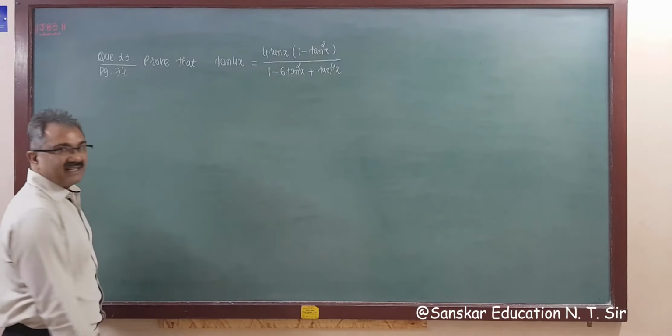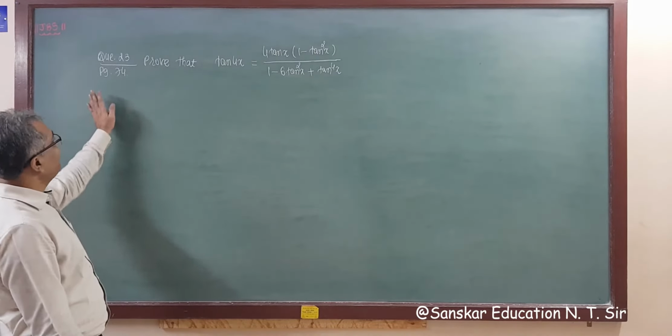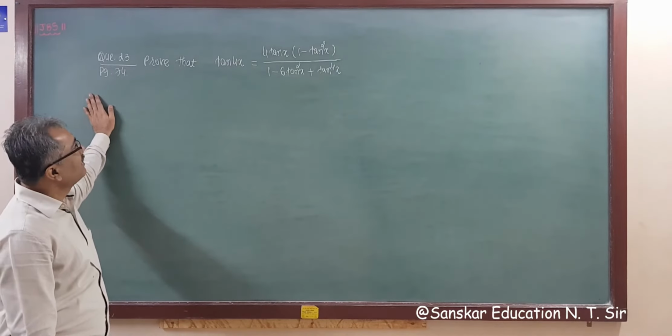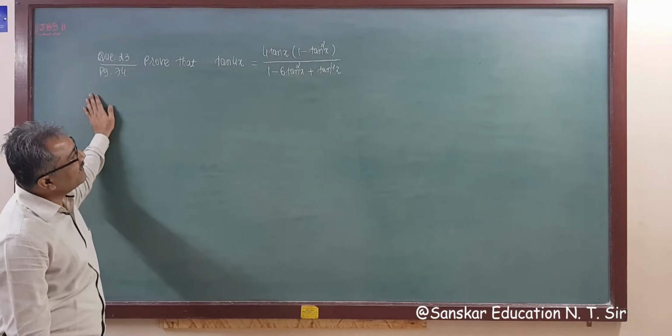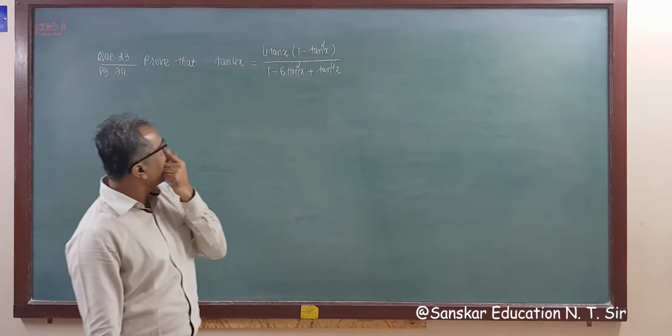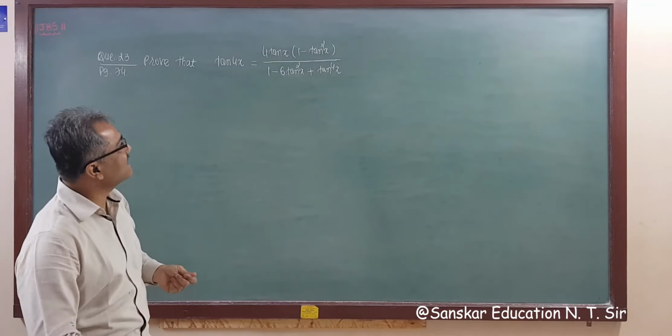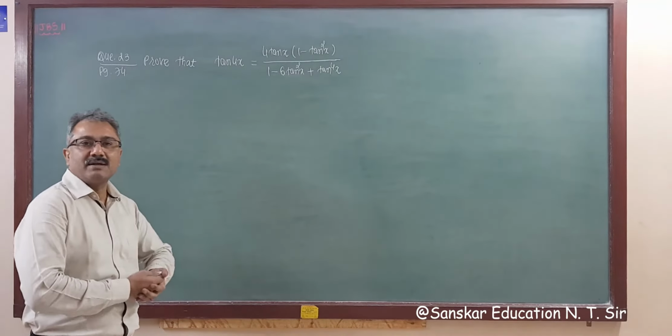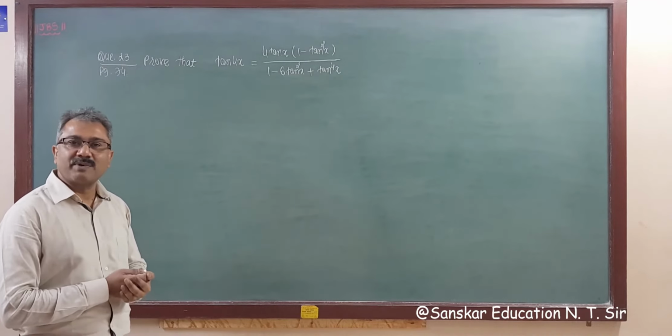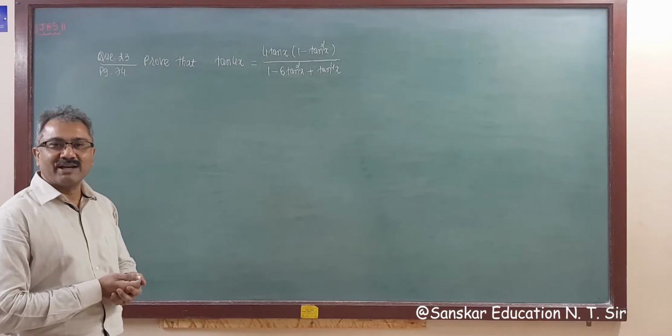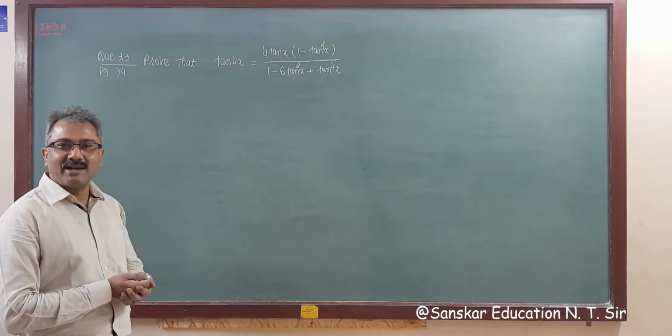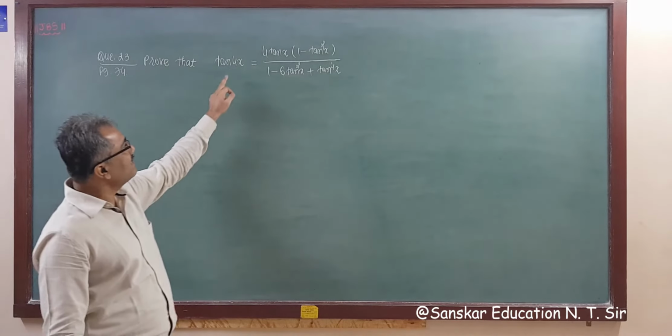Okay. Question number 23, page 74. Prove that tan 4x is equal to 4 tan x into (1 minus tan squared x) upon 1 minus 6 tan squared x plus tan raised to 4 x. Now we recall all formulas of tan. You have formula for tan 2 theta and then tan 3 theta. But this is given 4x.